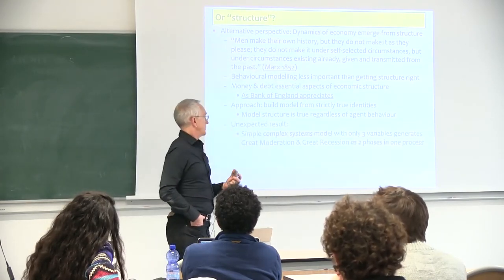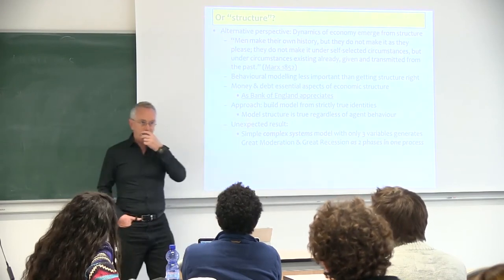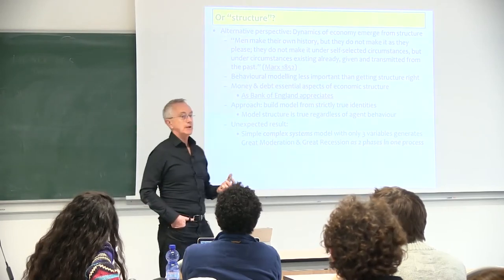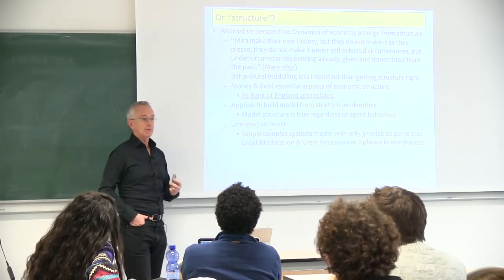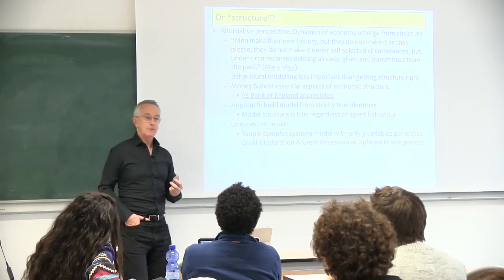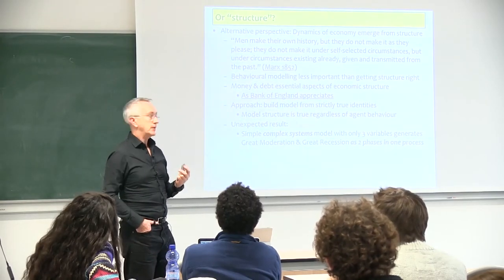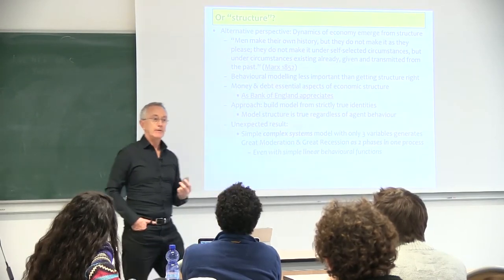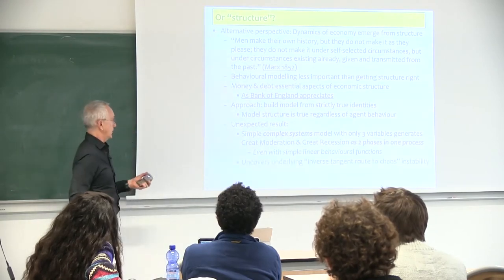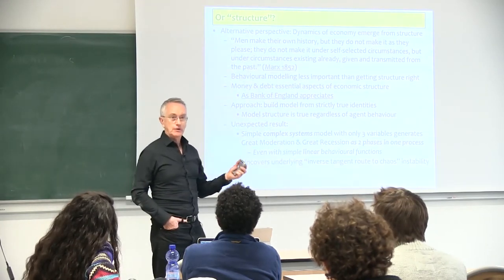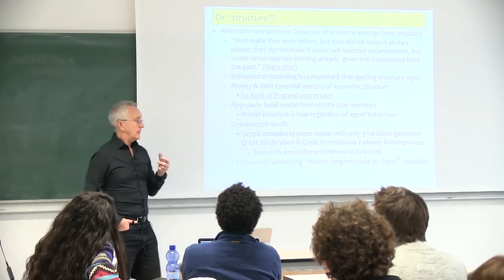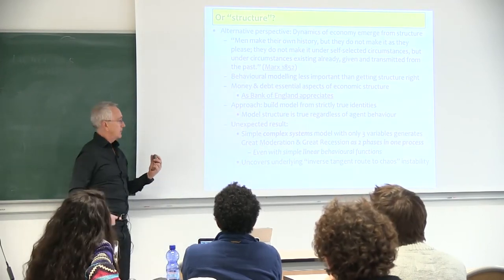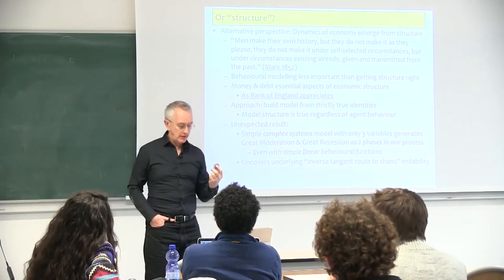And what I found, which was unexpected when I first built this model back in 1992, is that a model with only three variables in it generates both the Great Moderation and the Great Recession as two phases in the same process. They're not independent, they are actually the same dynamic process. And that's even if you have incredibly simple linear behavioural functions. Of course, you're more realistic with non-linear ones, but the actual structure turns up even with linear behaviour. In terms of the literature on complexity and chaos theory, it's following what's called the inverse tangent route to chaos, and I'll show you that in a moment.